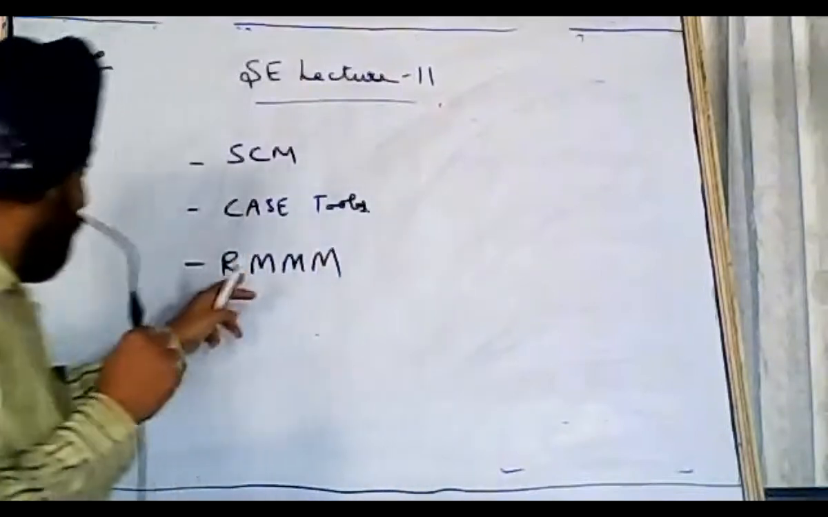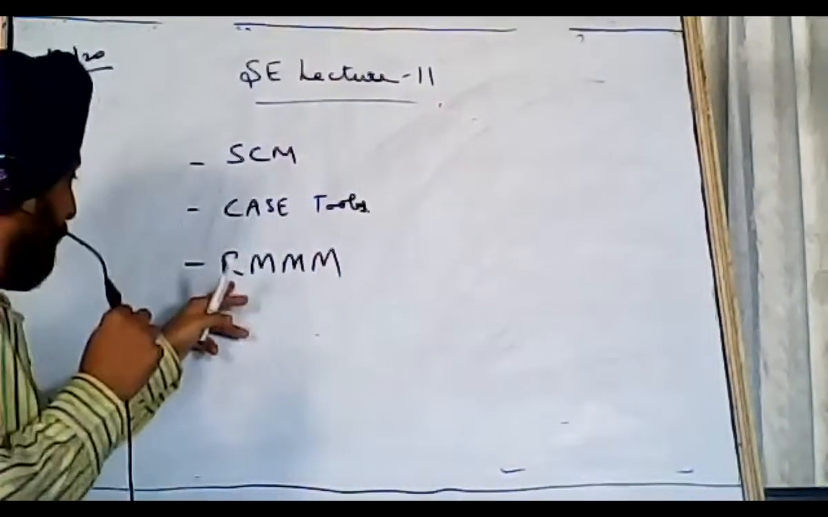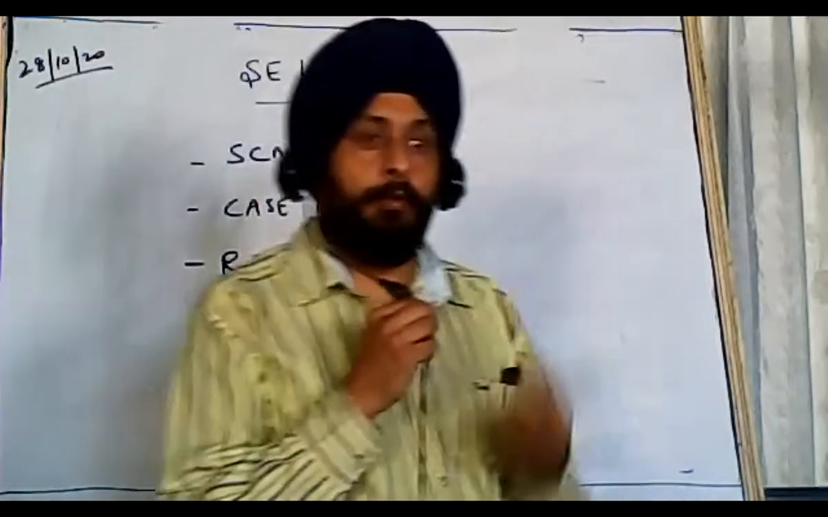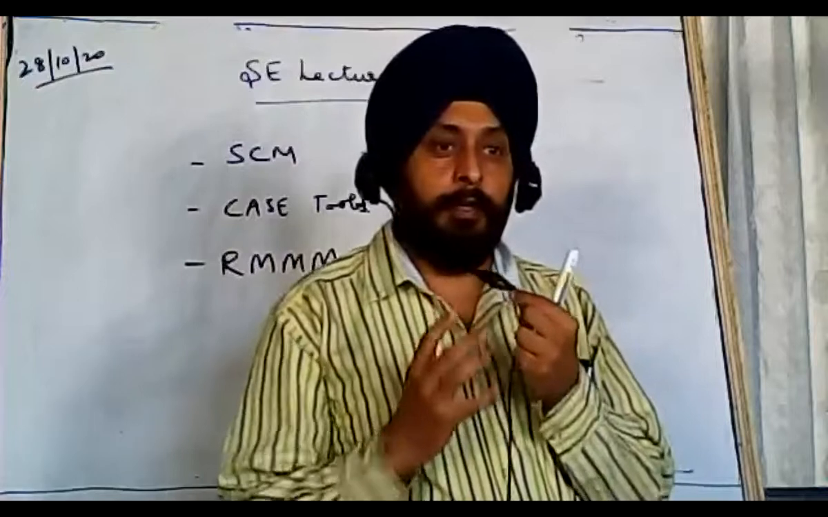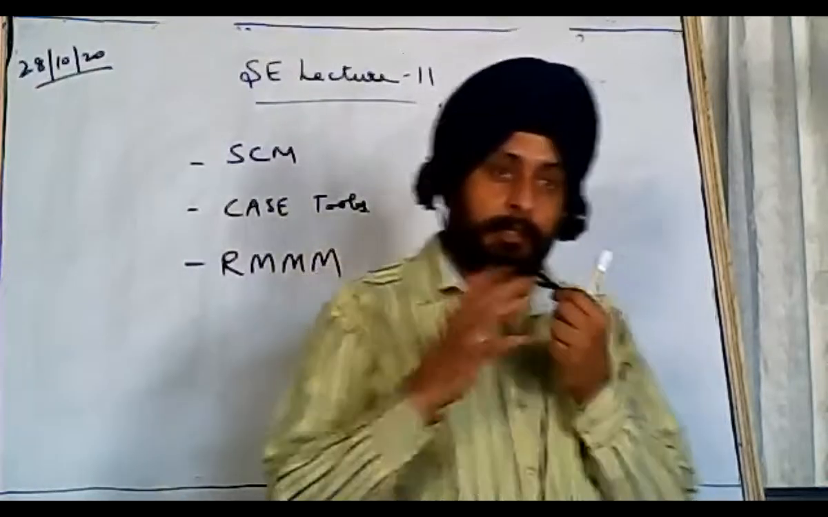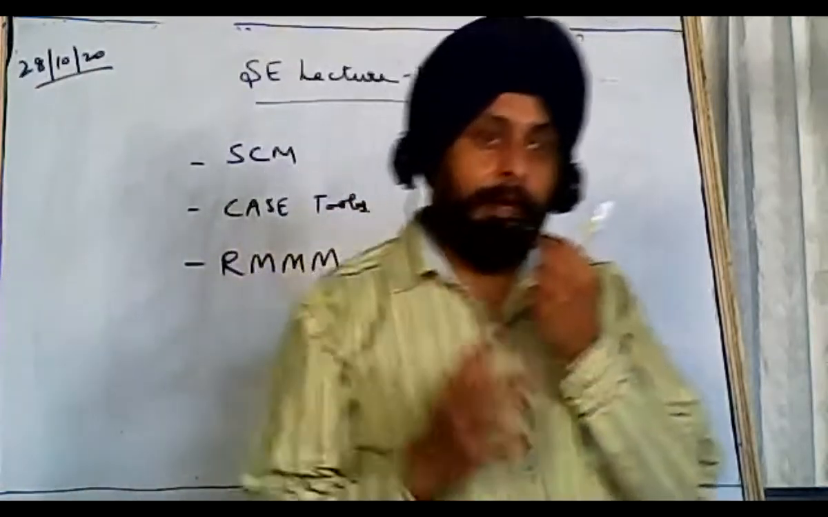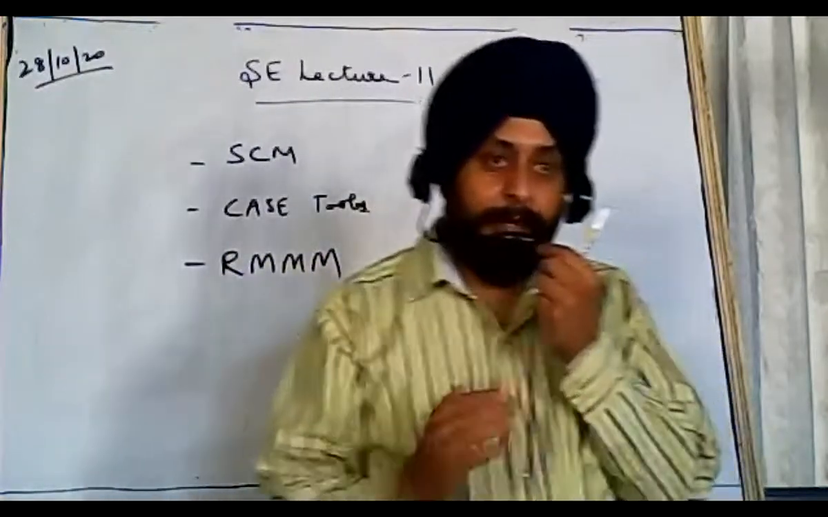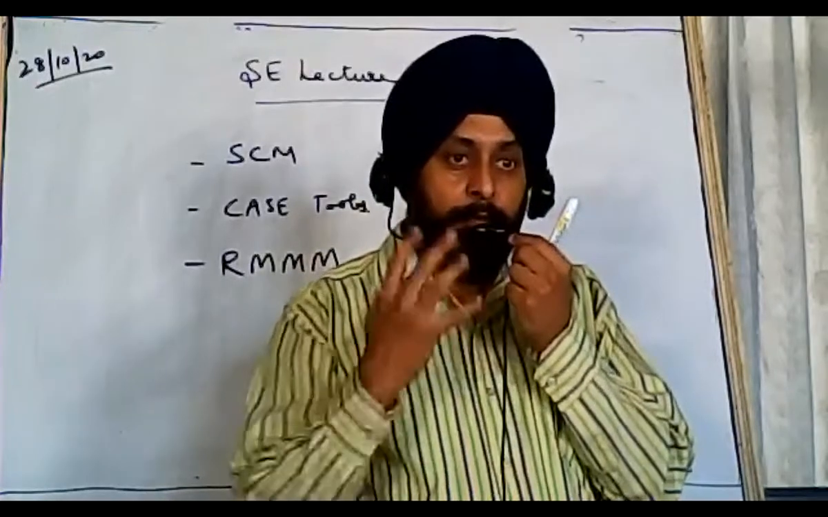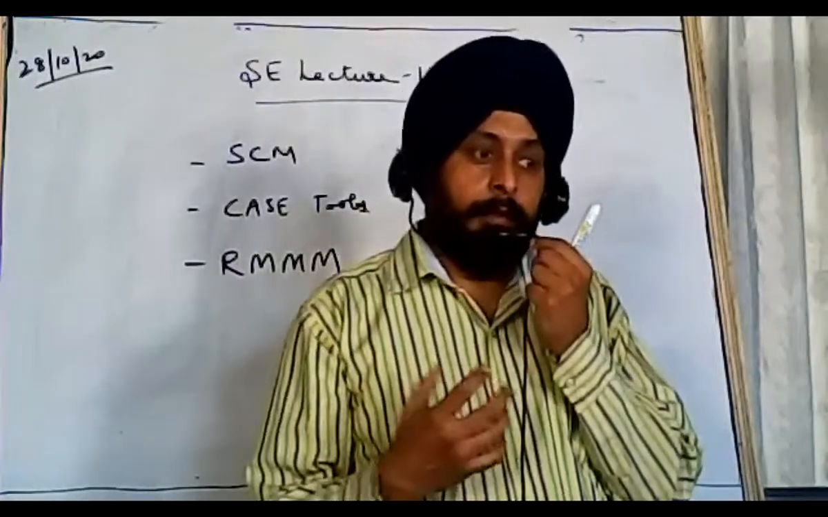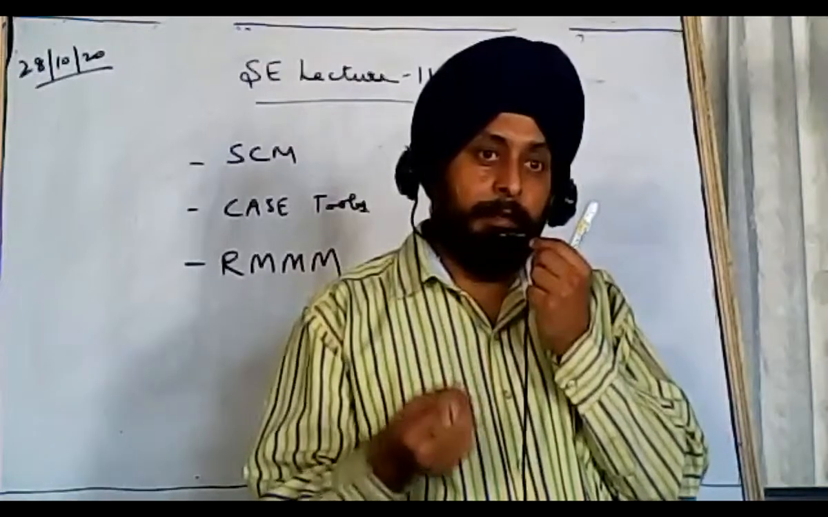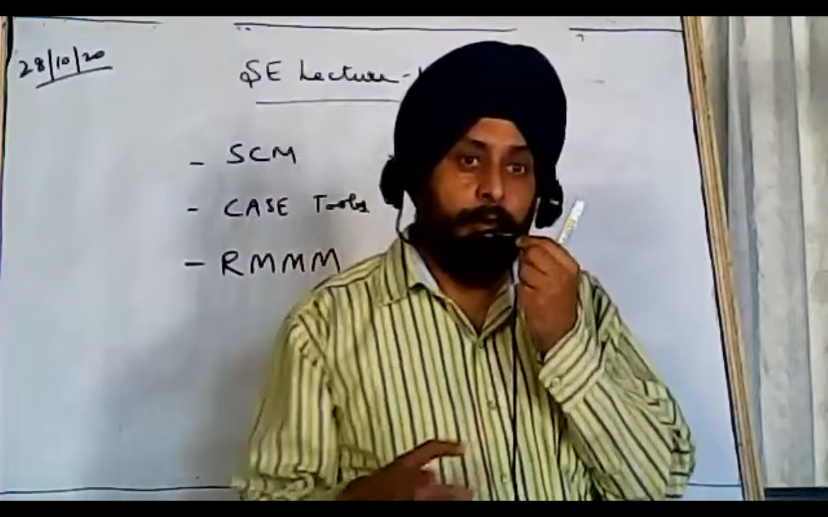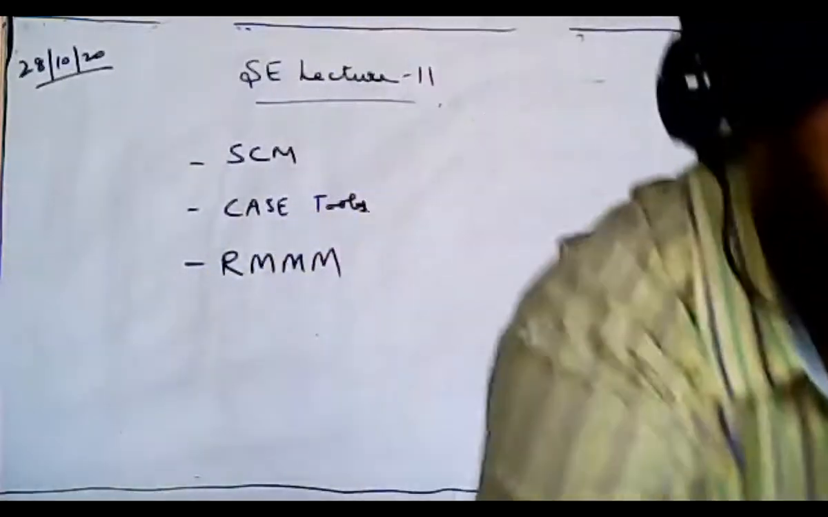So after CASE tools, we will do RMMM, that is risk mitigation, monitoring, and management. The first thing we should do is create such a scenario that we avoid the risk. Risk should not come at all. We should avoid the risk in your software product. But if there are certain things where risk may creep in, then we have to monitor it also. We have to monitor the different types of risks.